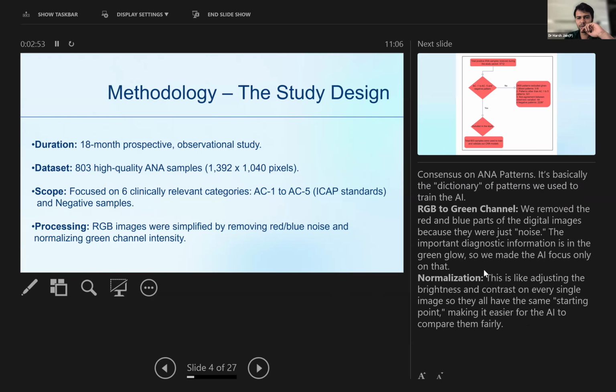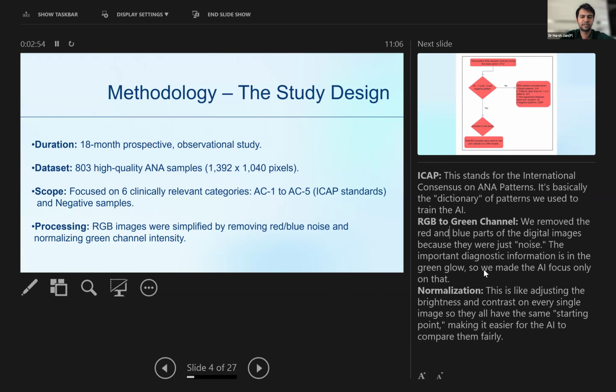So we removed the red and blue parts of the digital images because they were just noise. So this is like adjusting the brightness and contrast on every single image so that everything has a starting point, which will make it easy for the AI for detection.